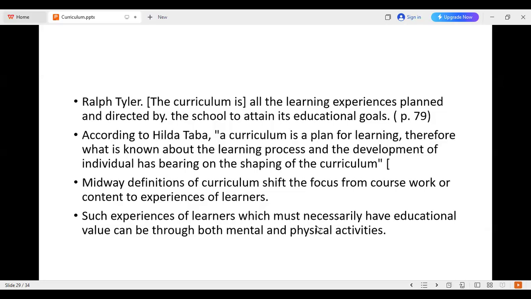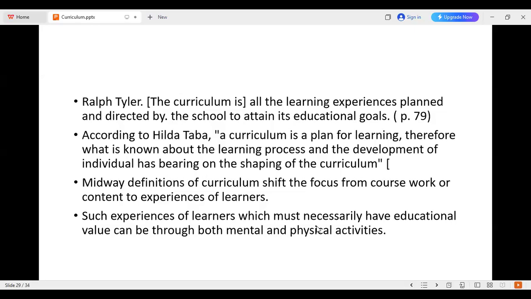Therefore, what is known about the learning process and the development of the individual? We can break that long sentence. A curriculum is a plan for learning. Therefore, what is known about the learning process and the development of the individual as bearing on the shaping of the curriculum. Individual development is focused here.